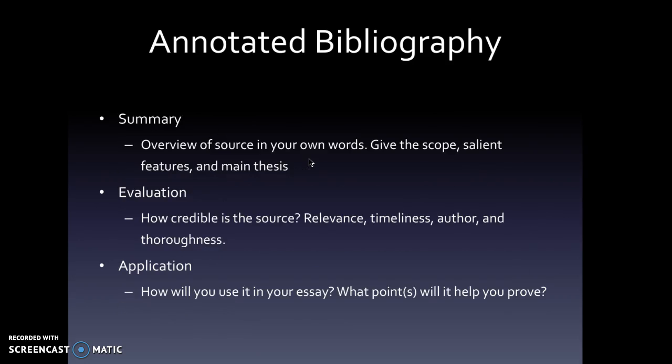So the summary, again, is an overview of your source in your own words. You give the scope: what is it about, who's the audience, what are the most important features, like does it have maps or statistics, is it interviews, is it expert testimony, is it research, what's the main thesis of the article or newspaper or magazine or journal article. Then the evaluation: how credible is the source, is it relevant, was it written just a little while ago, does it have a famous author or someone with a good background. And then finally the application: how will you use it in your essay, what points will it help you prove.